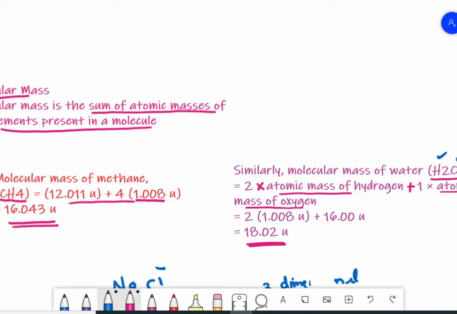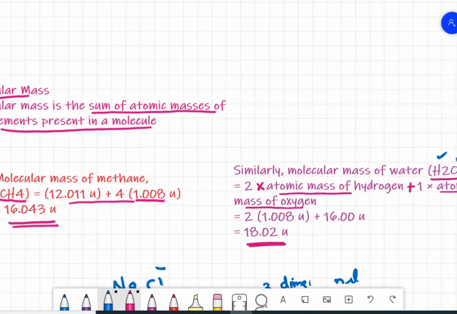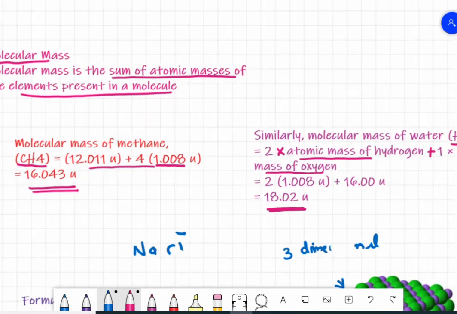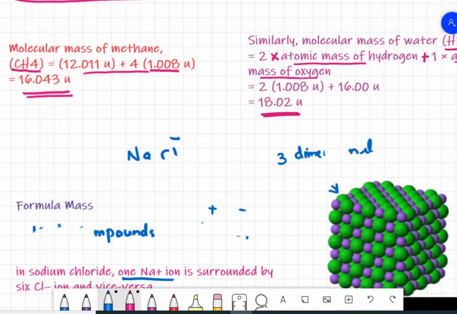So molecular mass is the sum of atomic masses of the elements present in the molecule. Now we'll be moving to the last topic, which is called the formula mass. So what is the difference between molecular mass and formula mass? Formula mass we usually consider for ionic compounds. What is meant by an ionic compound?